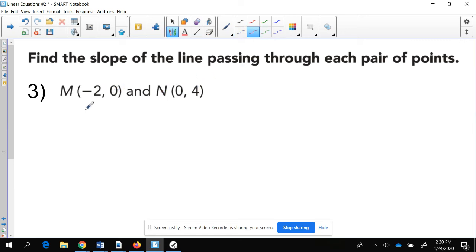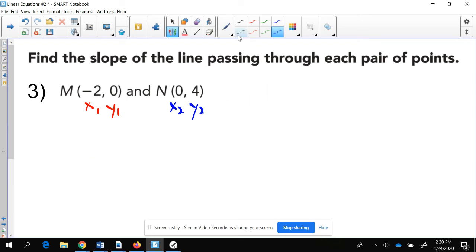Very first thing I'm going to do is I'm going to label this as x1 and y1, and this is going to be x2, and that's going to be y2. And again, it doesn't matter how you label this. You could say this is x2 and y2. This is x1 and y1. It doesn't matter. It's still going to give you the right information as long as you label this correctly.